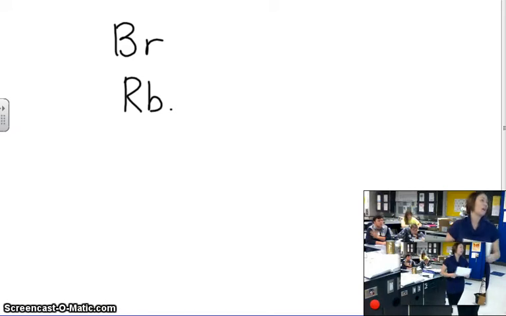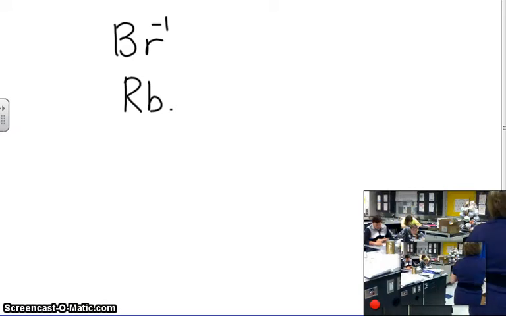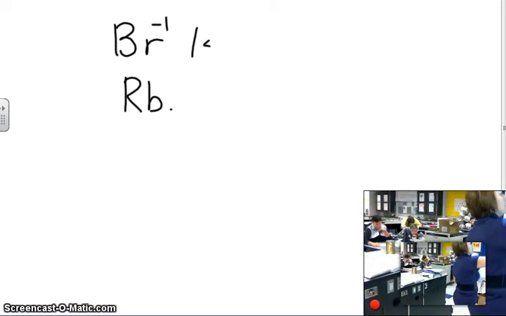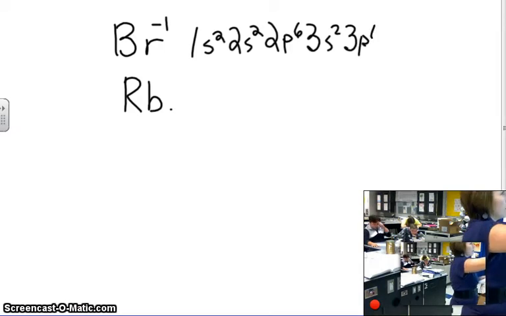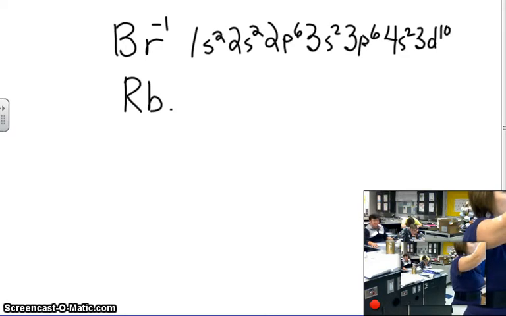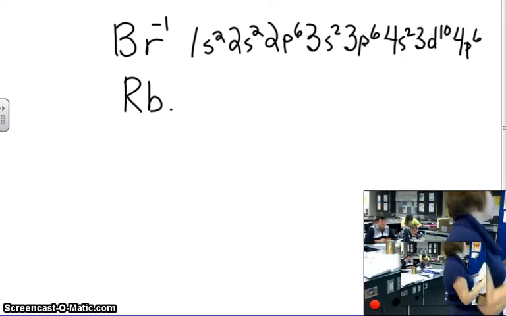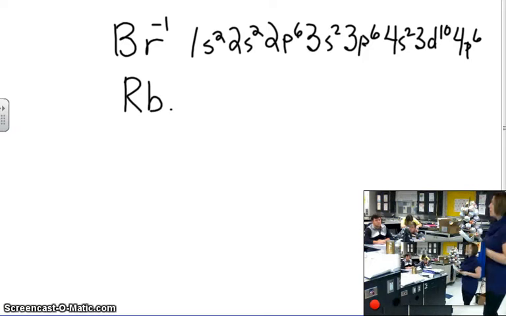Bromine is going to be Br minus 1, and what will its configuration be? 1s2, 2s2, 2p6, 3s2, 3p6, 4s2, 3d10, 4p6. Okay, good. Any problems with bromine? Leah, did you get it right? Yay! Okay, let's do rubidium.